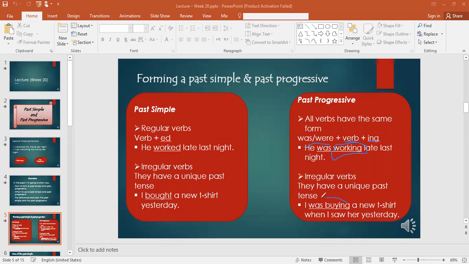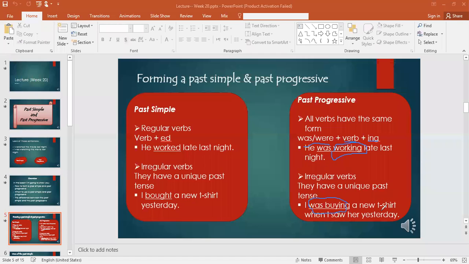Let's look at the second example. I was buying a new t-shirt when I saw her yesterday. Was buying is the past progressive verb. Is buy a regular or irregular verb? What is the past tense of buy? Bought, so this is an irregular verb. Did we change the verb or just add ing? We just added ing. Exactly.